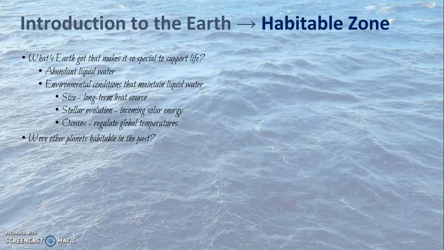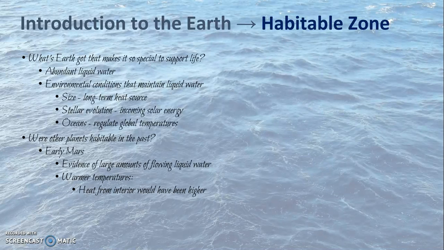So then we think about, if Earth is habitable now, were other planets habitable in the past? They say that early Mars, and this is why we've been doing so much research on Mars, had large evidence of flowing liquid water. So we're looking to see if life could actually have existed on Mars. We also had some warmer temperatures, so the heat from the interior would have been higher, and we've got this warm climate coming from greenhouse gases or carbon dioxide clouds.